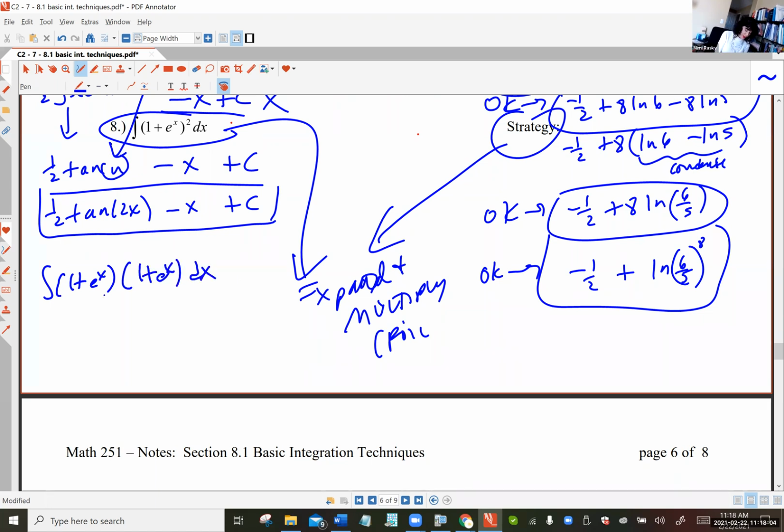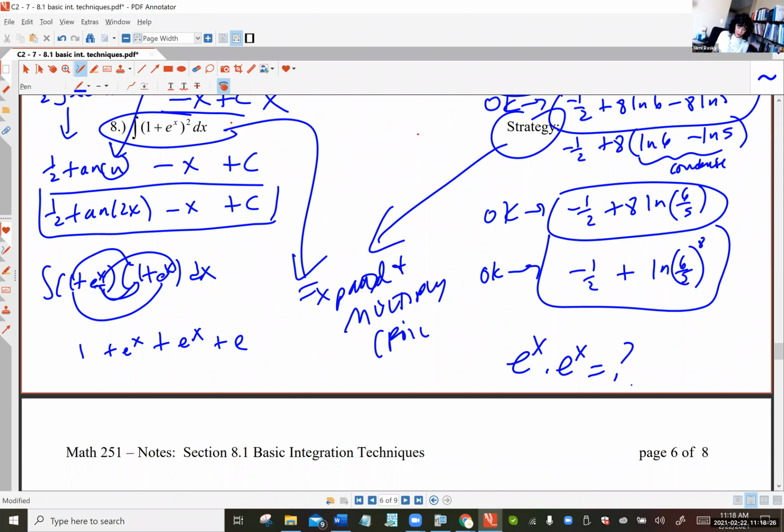You know, first, outer, inner, last. So you do your FOIL. So your firsts, 1 times 1 is 1. Your outer is 1 times e to the x, that's e to the x. Your insides are e to the x times 1. And your lasts are e to the x times e to the x, which is what? E to the what? What's e to the x times e to the x, people? E to the 2x. Good.